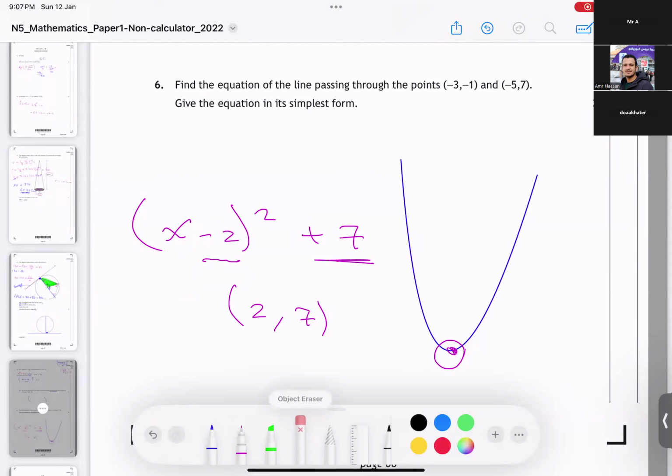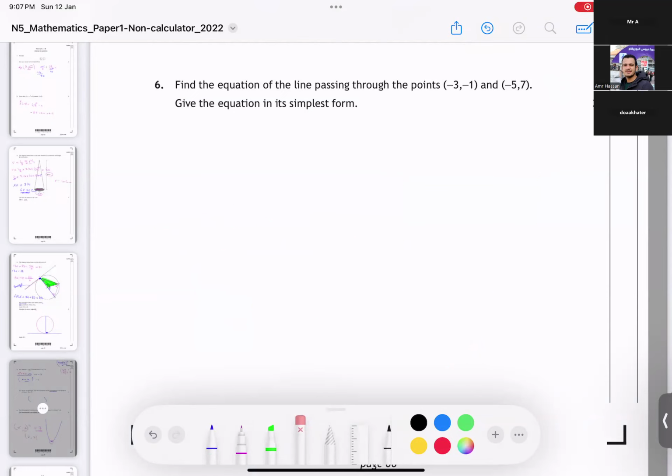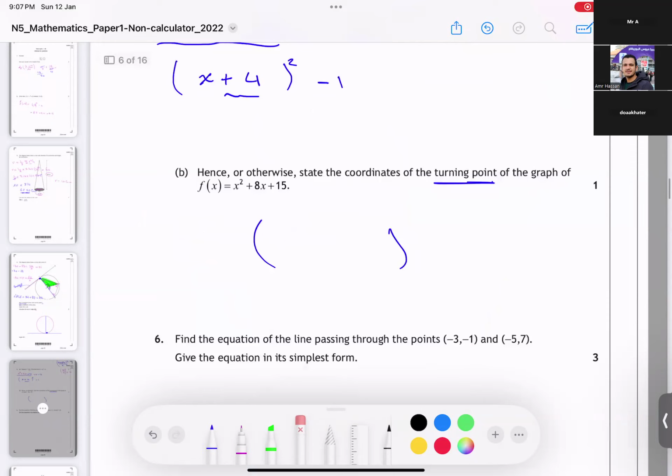You get it? Right. So where is the turning point? Change, keep.